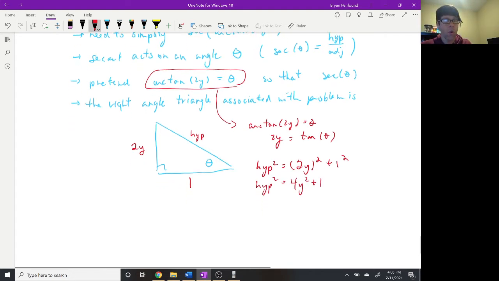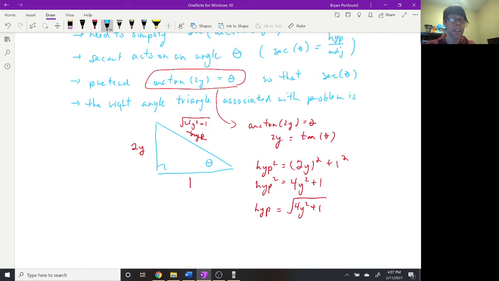And it's not a coincidence that the hypotenuse turns out to be the original integrand. Not a coincidence. That is usually the case here. Usually you're going to find that the original integrand pops up as one of the side lengths on this special triangle. So that's really the information that we need. This side length is the square root of 4y squared plus 1, taking the positive square root because we're working with a length.